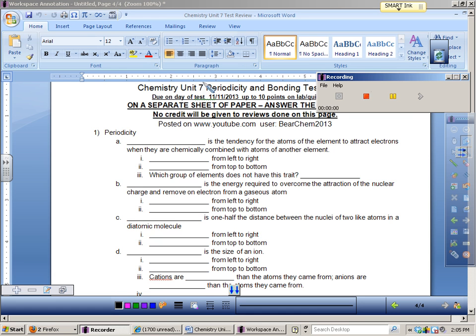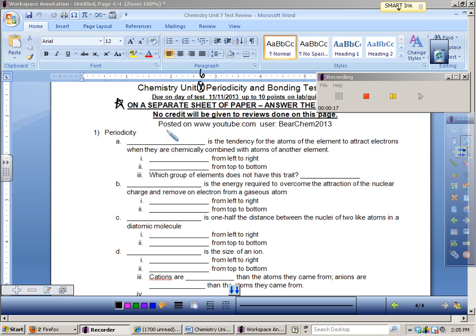This is our test review for what should be labeled up here, Unit 6, the periodicity and bonding test. It is not Unit 7. The other thing we need to note is right here, the directions clearly say that you should be answering this on a separate sheet of paper. No credit is going to be given to reviews done on the page. So again, this is Unit 6, Periodicity and Bonding. You should be writing your answers on a separate sheet of paper, not on this page for credit.